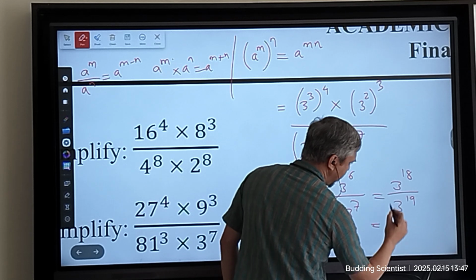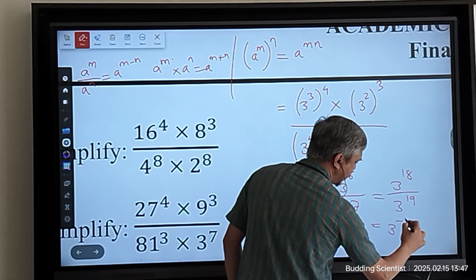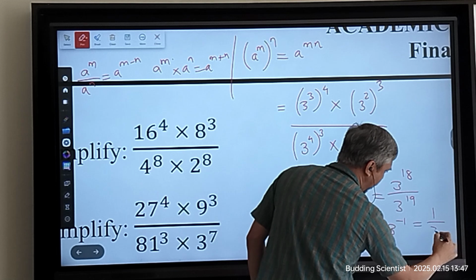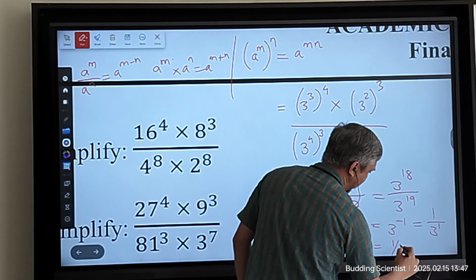19. 3 raised to 18 minus 19 is 3 raised to minus 1, which is equal to 1 upon 3 raised to 1, which is equal to 1 by 3. That is the answer.